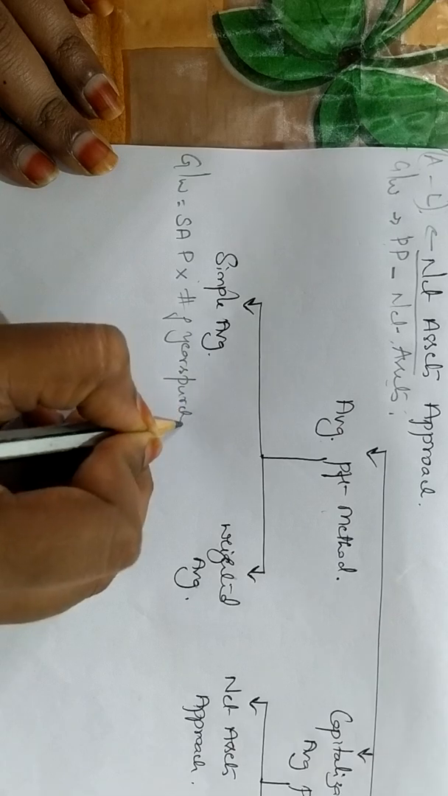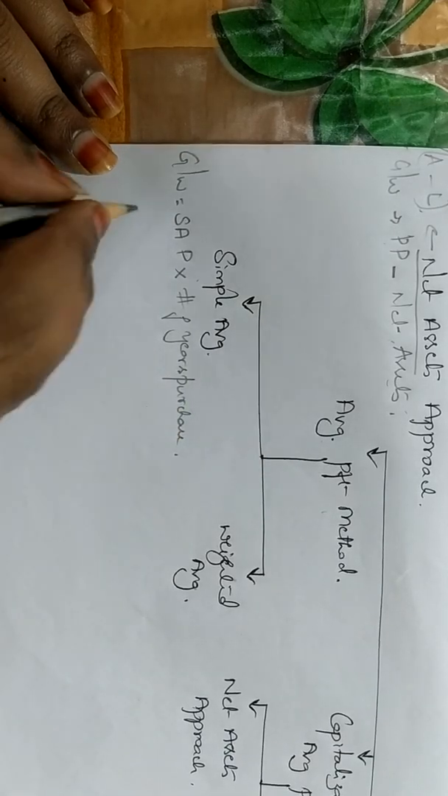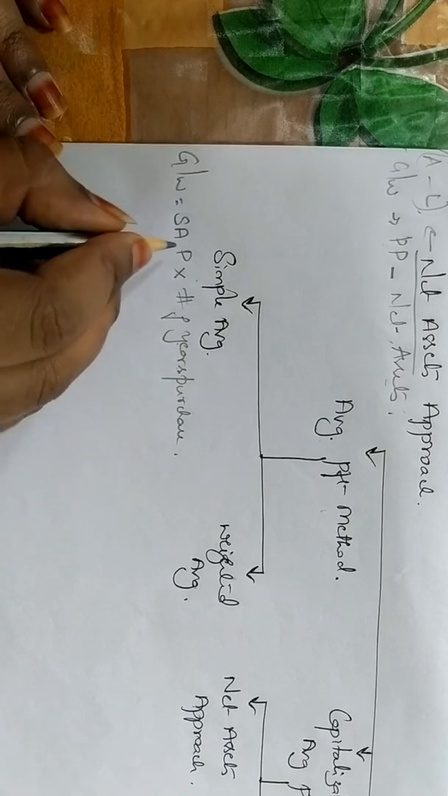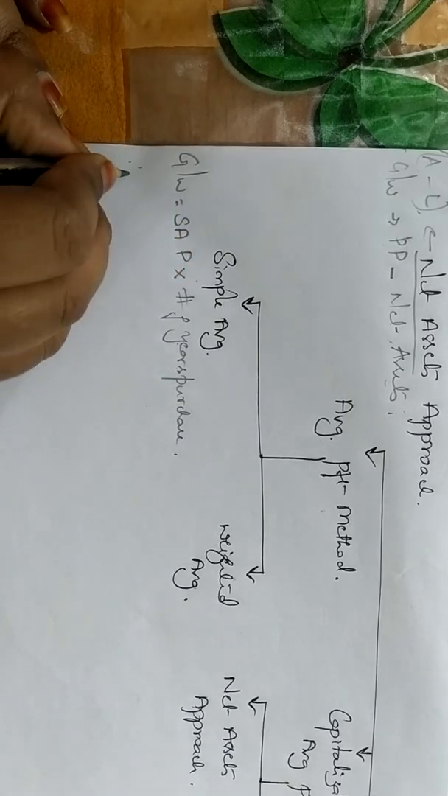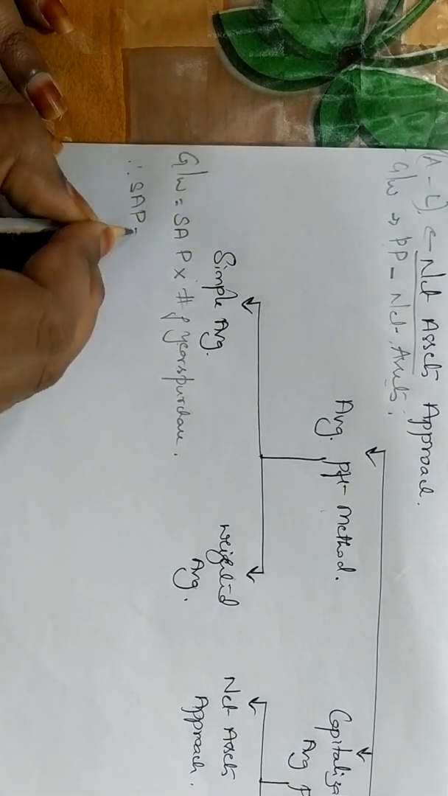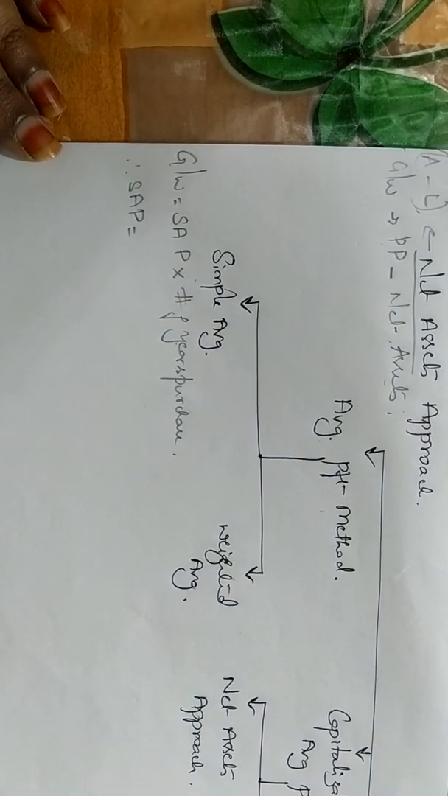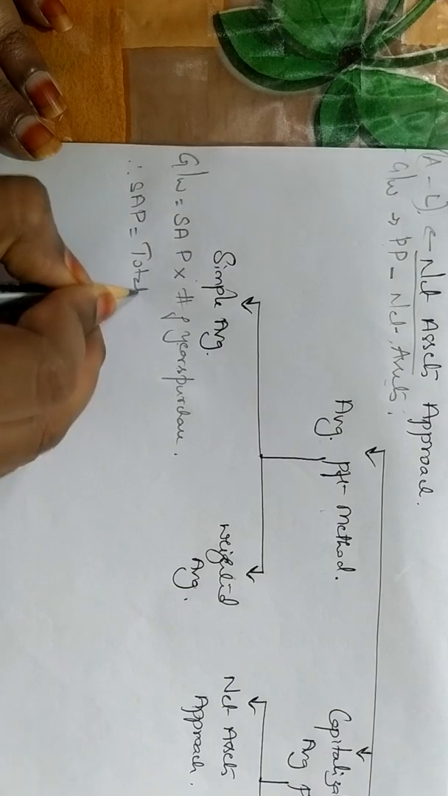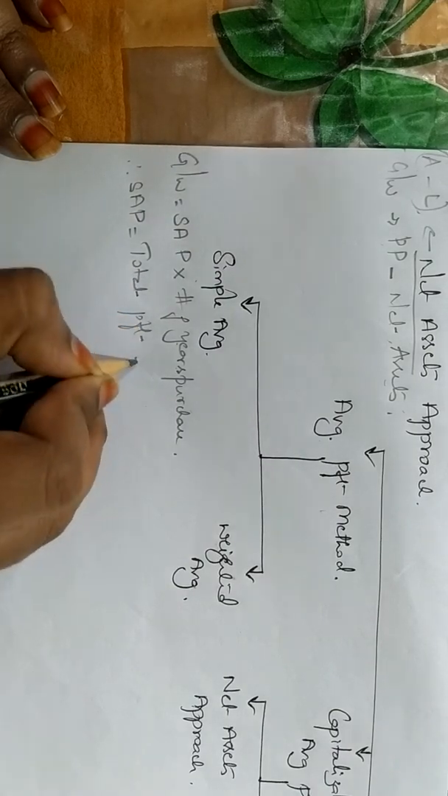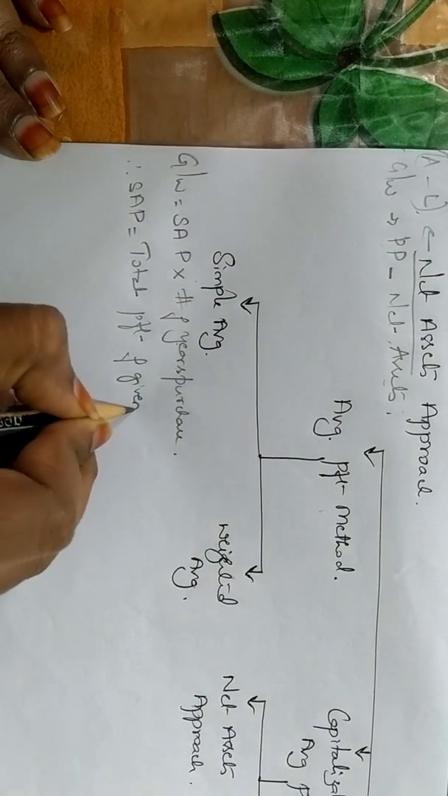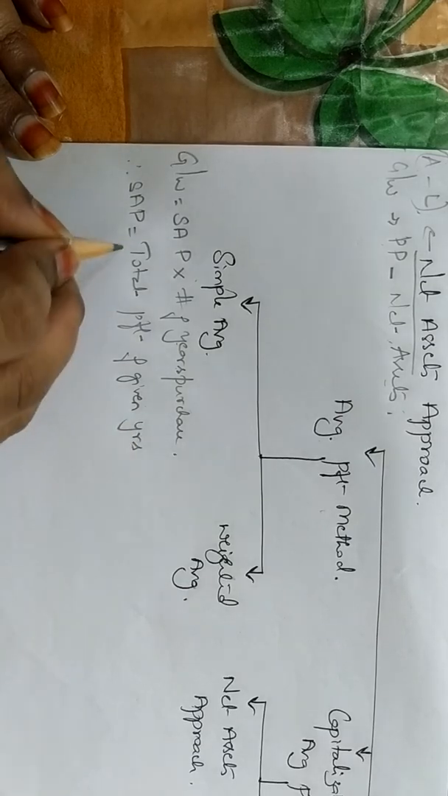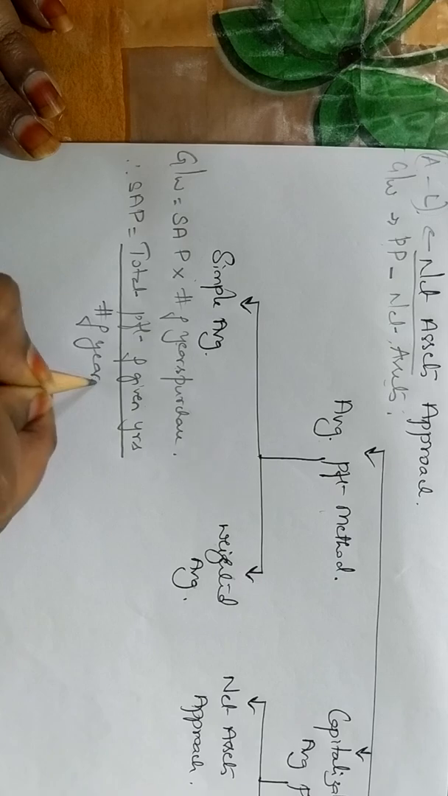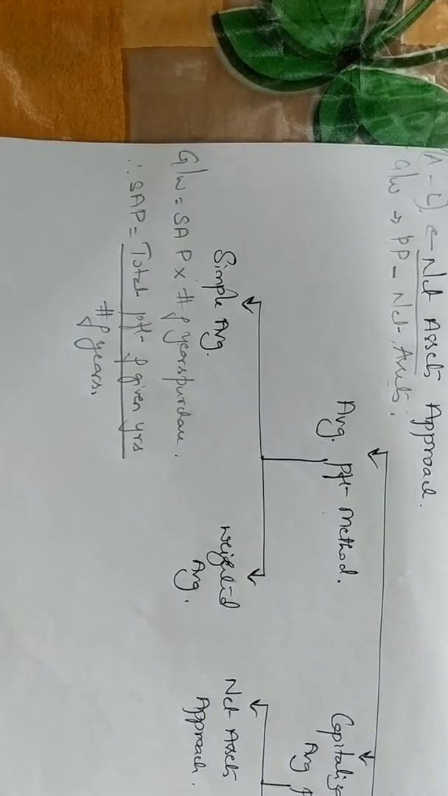I'll explain what number of years purchase is. Number of years purchase will be given in the question. You should find out the simple average profit. So simple average profit is given by the formula: total profit of given years divided by number of years. This is the formula for simple average.